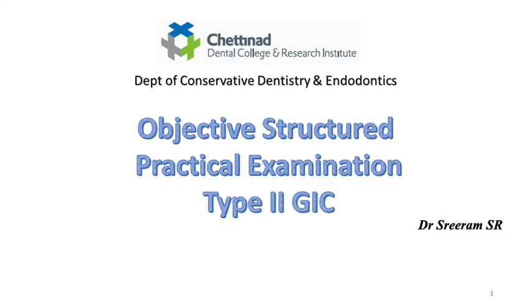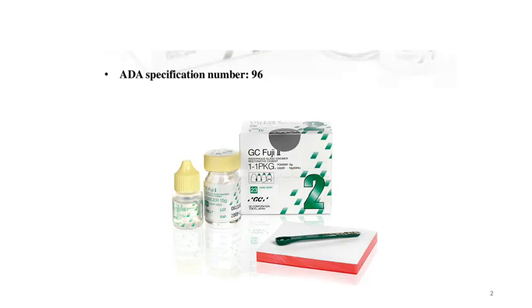Hello everybody. Today we'll speak about type 2 glass ionomer cement. It is presented as an objective structured practical question, which is required for practical examination. The ADA specification number of type 2 glass ionomer cement is 96.